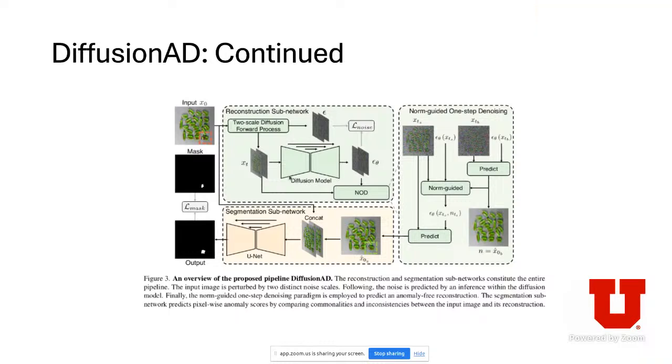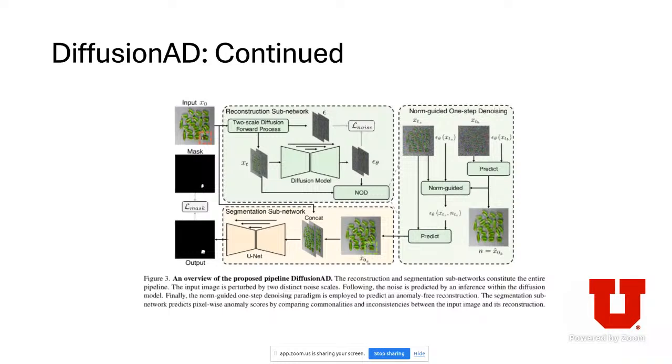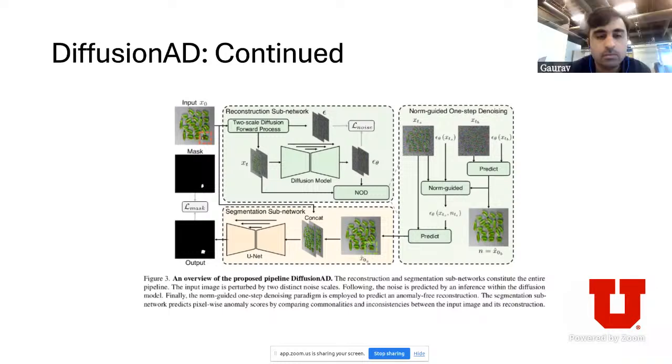For norm guided one step denoising, yes, I do understand the norm guided one step denoising part that was being used here. But where's the segmentation network? And why is there a mask?